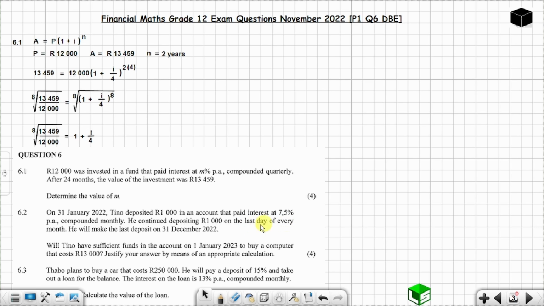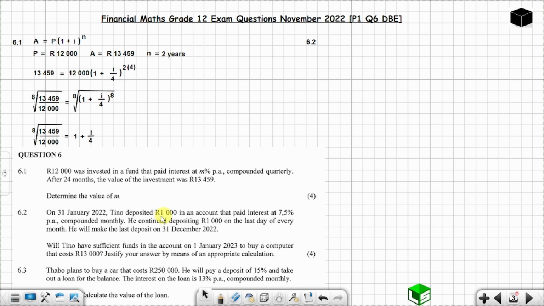On the last day of every month, he will make the last deposit on 31st December 2022. Will Tino have sufficient fund in the account on 1st January 2023 to buy a computer that cost 13,000 rand? Justify your answer by means of an appropriate calculation. 4 marks.